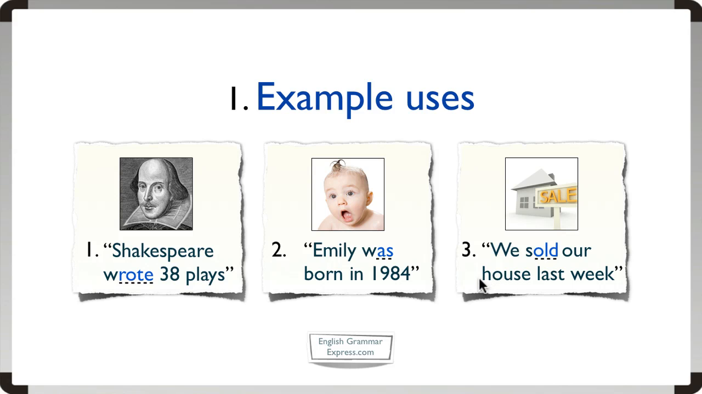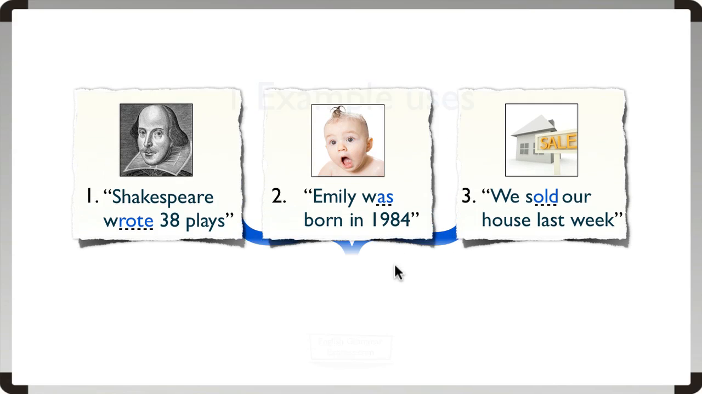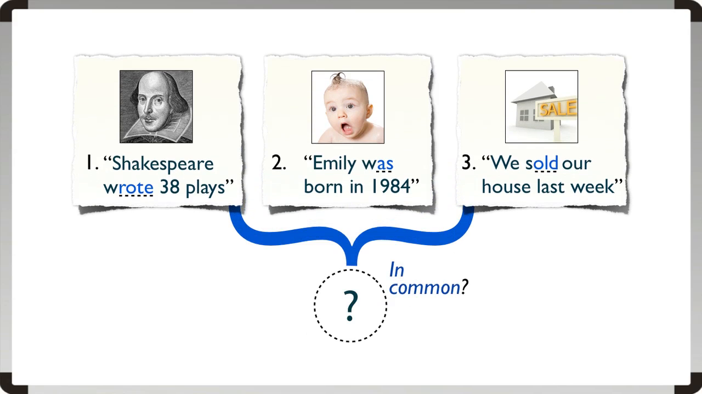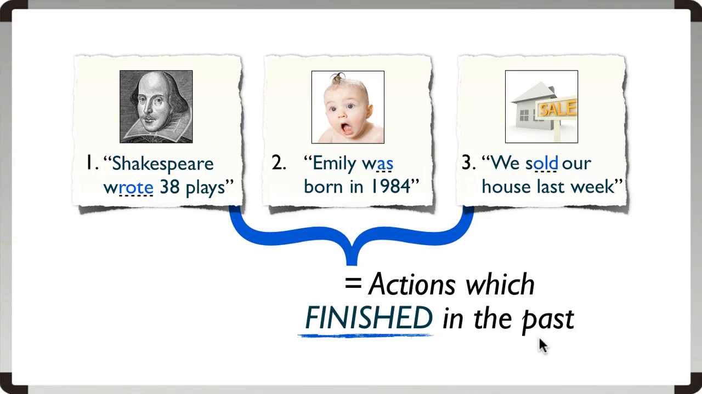Now, if I ask you what all of these examples have in common, the answer is that each action, wrote, was, and sold, finished in the past. So, when we say Shakespeare wrote 38 plays, it's obviously finished in the past. In the same way, was born in 1984 and sold our house last week are also finished in the past.